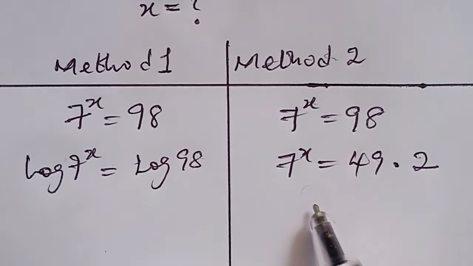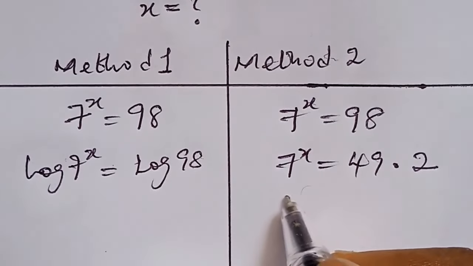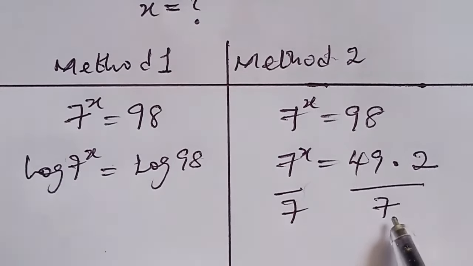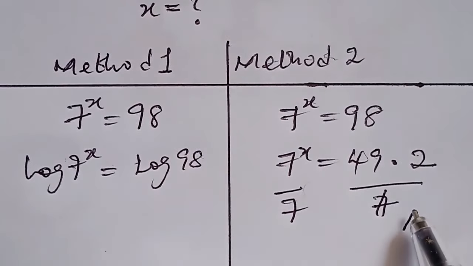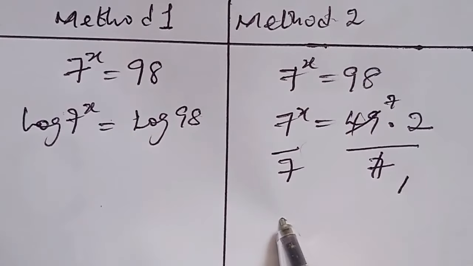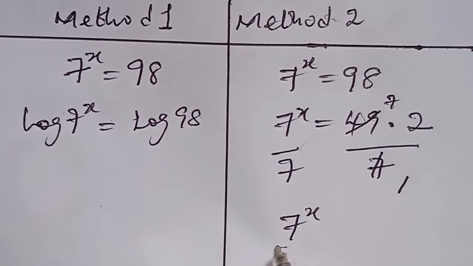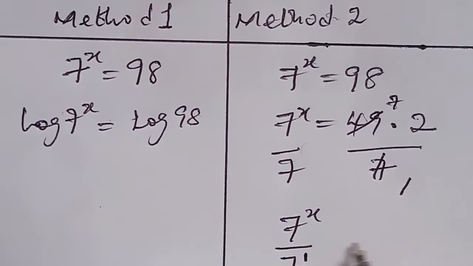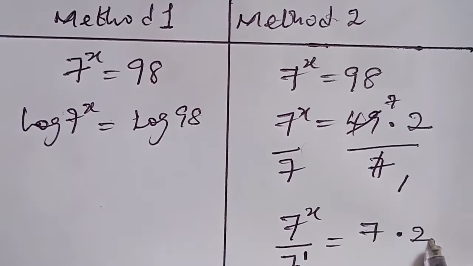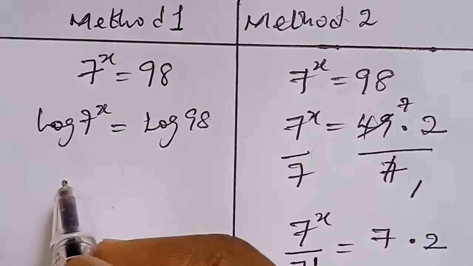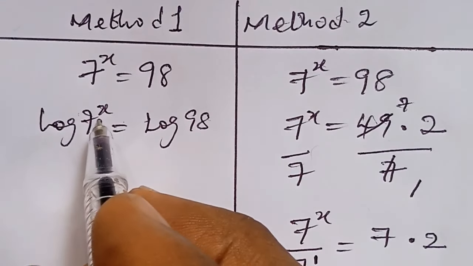Then we can now divide both sides by 7. We have divide by 7, then divide here by 7. So 7 here will be 1, and in 49 we have 7 times 7. So it means we have over here 7 to the power of x over 7, which can be written as 7 to the power of 1, and that will be equal to 7 multiplied by 2.